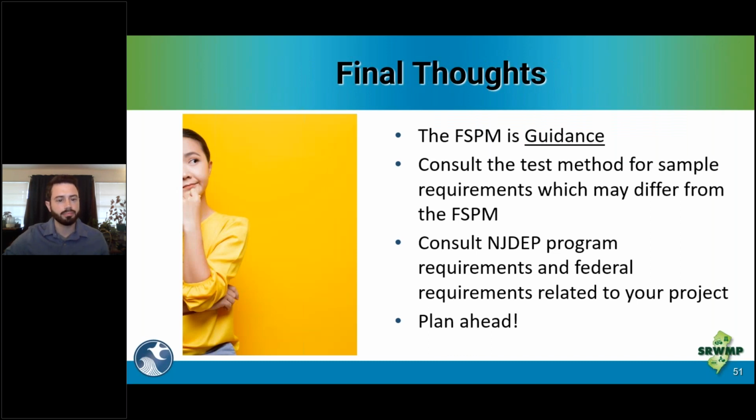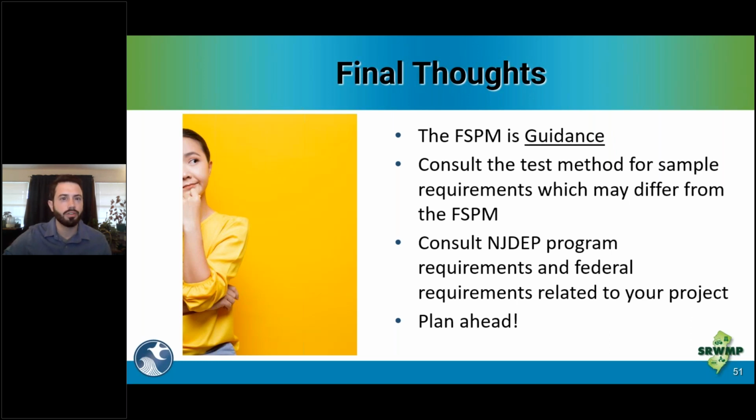So in conclusion, remember that the Field Sampling Procedures Manual provides sampling guidance and should not be viewed as the final say. It's designed to complement, not replace or supersede program-specific technical guidance or other regulatory requirements.